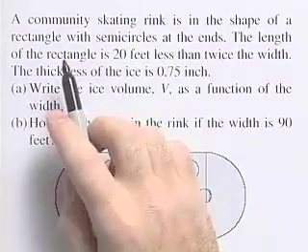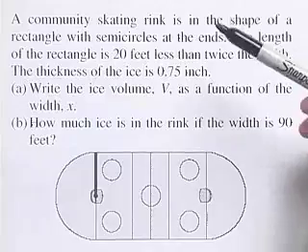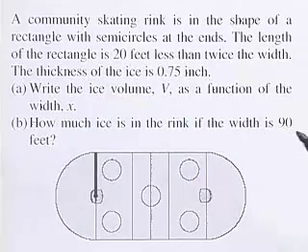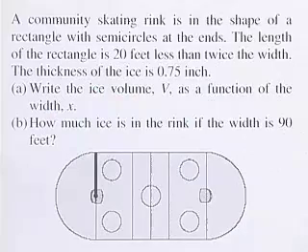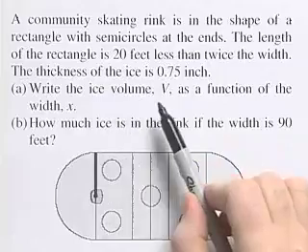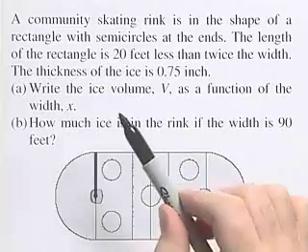For this next problem, we're going to create a function to solve an applied word problem, and then we'll evaluate the function we create at a given value. We've got a community skating rink that's in the shape of a rectangle with semicircles at the ends. The length of the rectangle is 20 feet less than twice the width, and the thickness of the ice is 0.75 inches. For this situation, we want to write the ice volume V as a function of the width x.